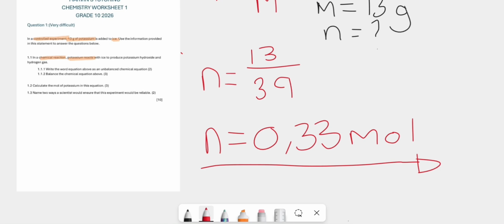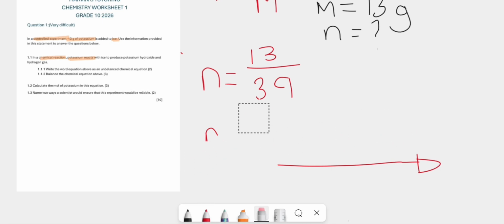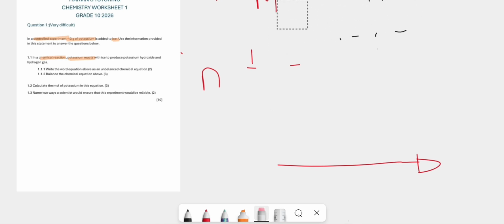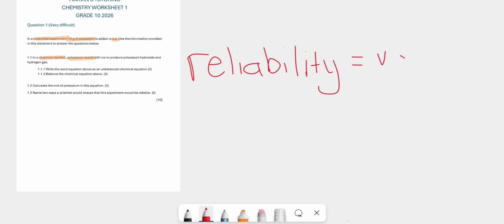Now, next, they're asking you about the reliability of how the scientists could make this 1.3. They're asking how the scientists could have made this experiment more reliable, or would ensure that this experiment is more reliable. And there are different answers to that, and I'm going to put them on the screen. But the main thing you need to know is that reliability and validity is not the same thing.